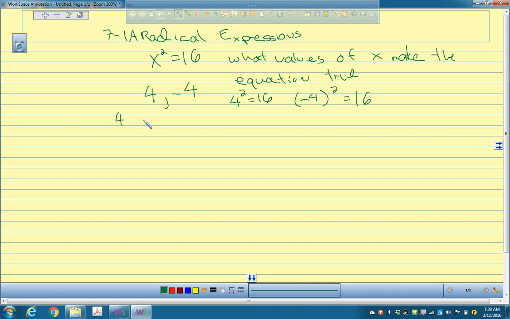4 and negative 4 are called what? Square roots of 16. Okay, so this is the word. So the square root of 16 is both 4 and negative 4. Okay, whiteboards. What's a square root of 36? Go ahead. Write down your answer.